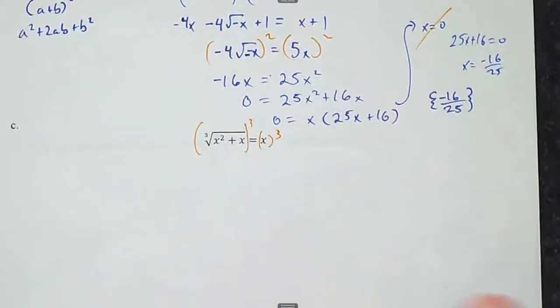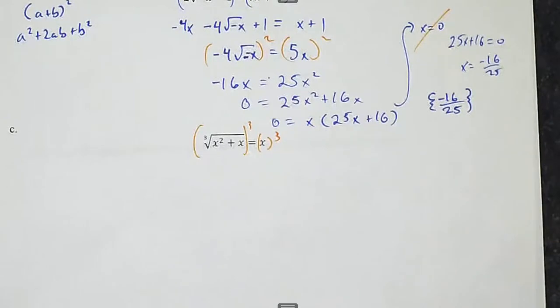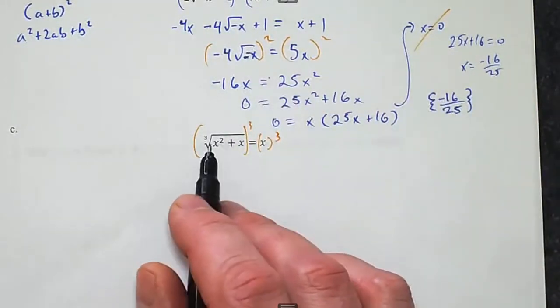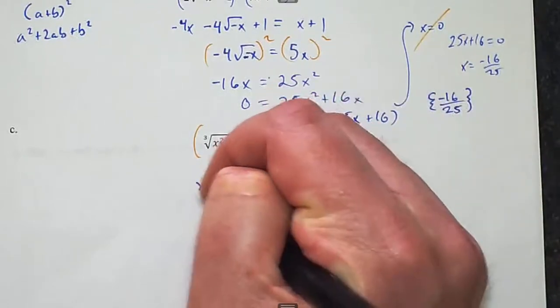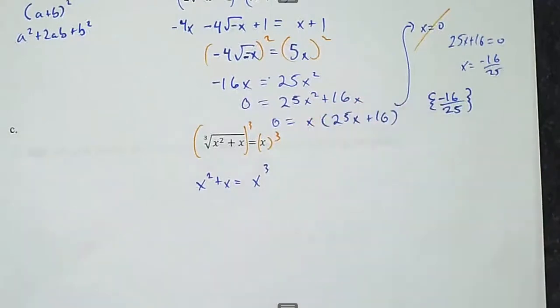So the cube root, this is called the index of the radical, right? We could have any number there. If there's not a number there, the index is 2. So the cube root and cubing will cancel out, leaving me with just x squared plus x. And then over here I get x cubed. So this is a polynomial.